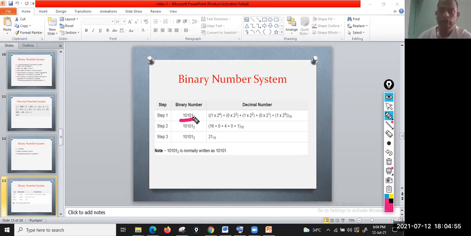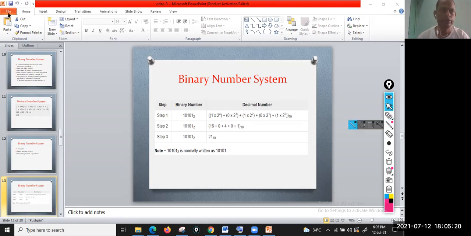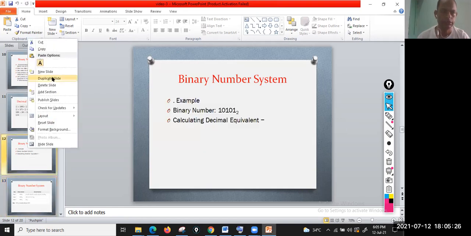First of all, write down this number with the positions from right to left, 2 to the power 0 here. So here you can just convert. There is also a simple way when we are going to convert. I'm going to show you the simplest way if you want to convert. Just see here.